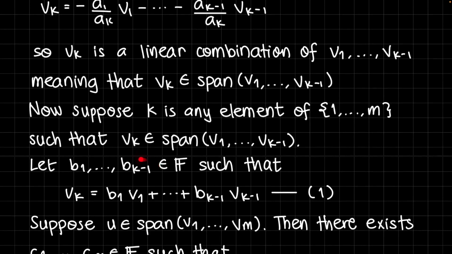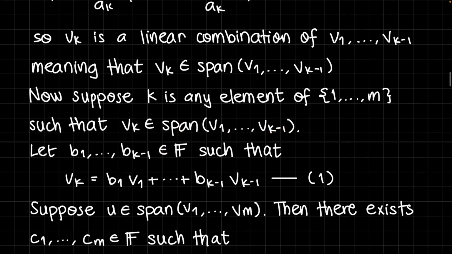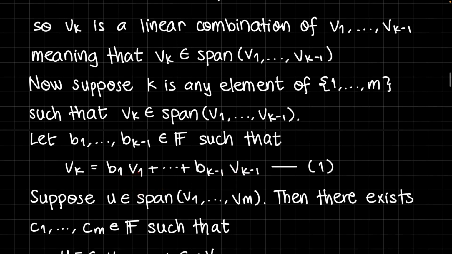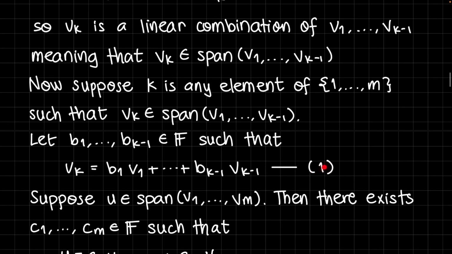Now let's prove the other part. So now suppose k is any element of the index set 1 through m such that vk belongs to the span of v1 through vk minus 1. Let b1 dot dot dot b(k minus 1) be scalars such that vk equals b1 v1 plus dot dot dot plus b(k minus 1) v(k minus 1). Call that equation 1, and this is because we suppose vk is in the span. The definition of this being in the span is you can write vk as a linear combination of v1 through vk minus 1.